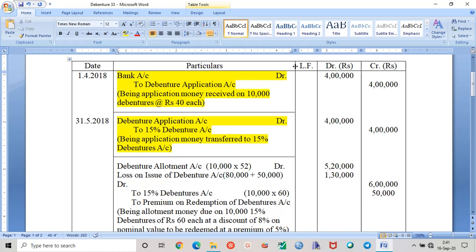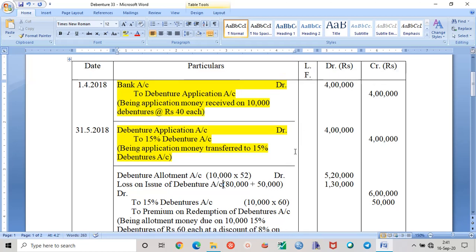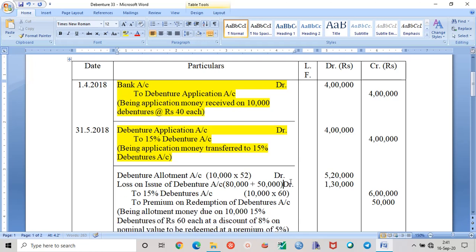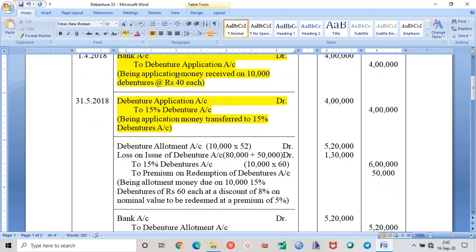Let me just make it quite bigger, so maybe it will fit now. Okay, you have done these two entries. Now we are in this particular entry. So debenture allotment will be on 10,000 debentures, but you will not ask rupees 60, you will ask only rupees 52. Why? Because there was a discount of 8%, so this discount will be adjusted with the allotment money.